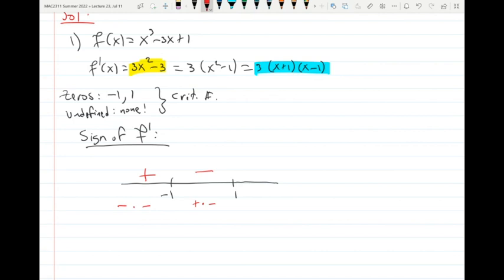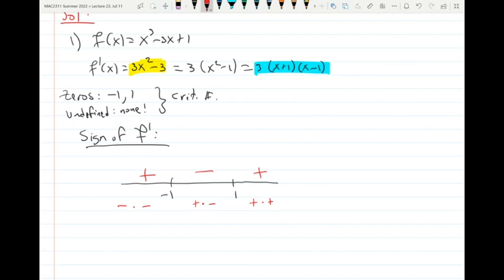Give me a number in the next interval. 2. Plug it in. What do we get? Positive times positive. So that's a positive. Now, what does this mean about the function itself? So remember, this is the sign of the derivative. So this means the derivative is positive over here, it's negative over here, and it's positive over here.